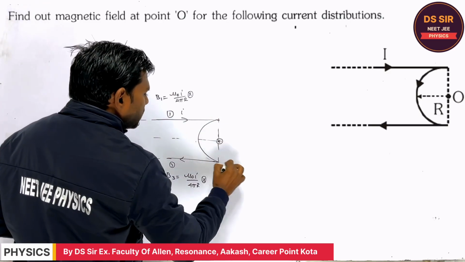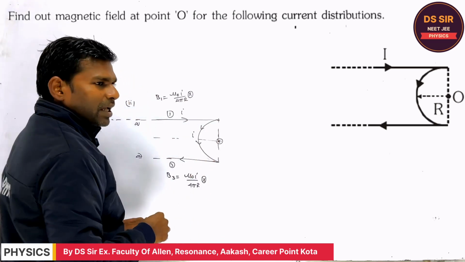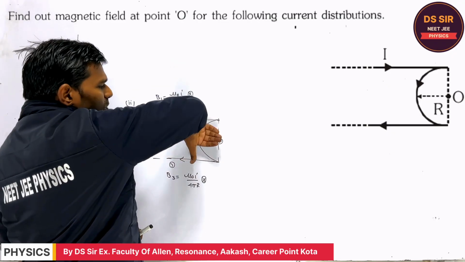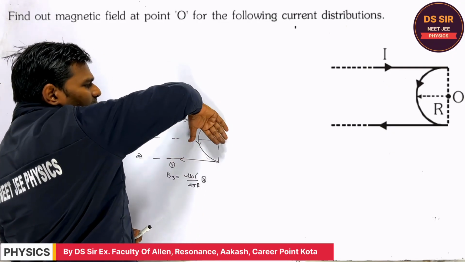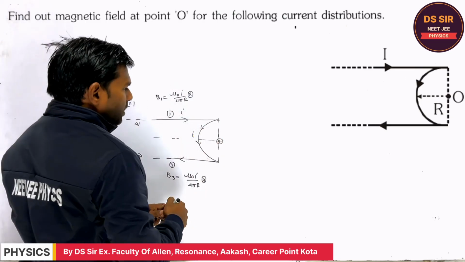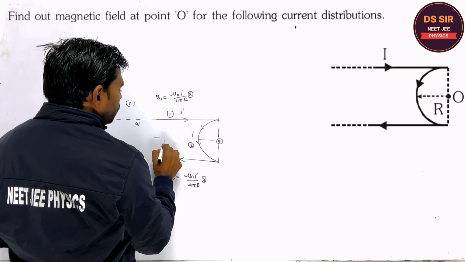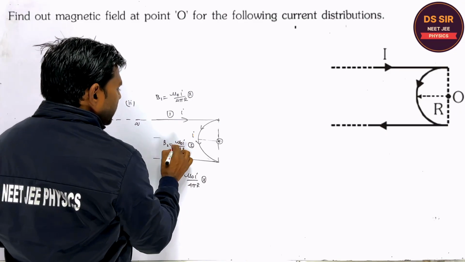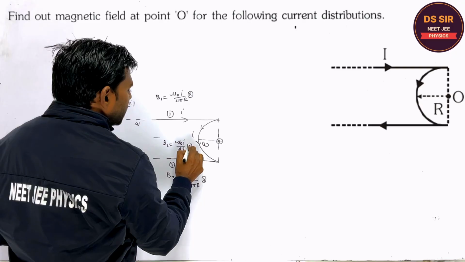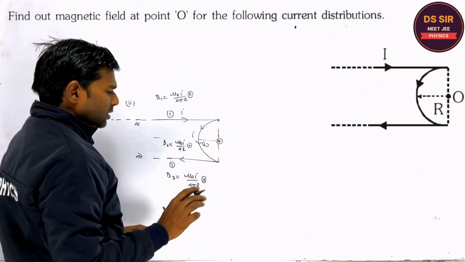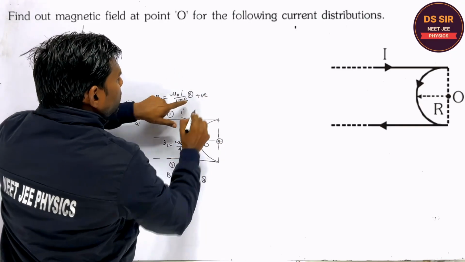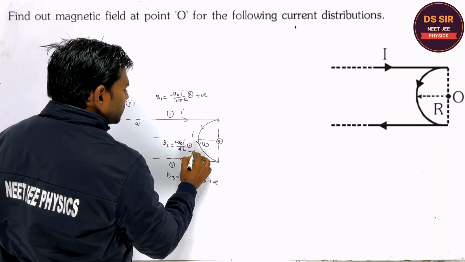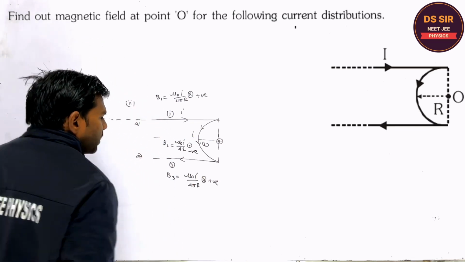But if you consider this is the current I, and this is what? Semicircle. And because of this semicircle, the current is what? Tell me. It is out of the board. So B2 is mu naught I upon 4r, right? And due to this second part, the current is out of the board, right? So if you take into the board is positive, then you have to take this is negative. Is it clear or not, Yutal?